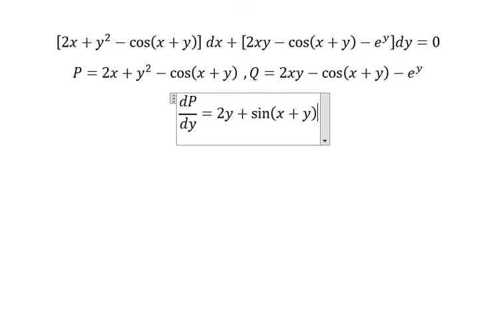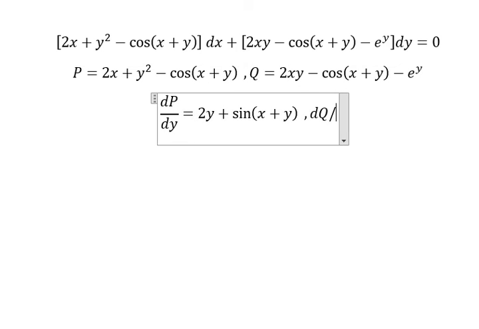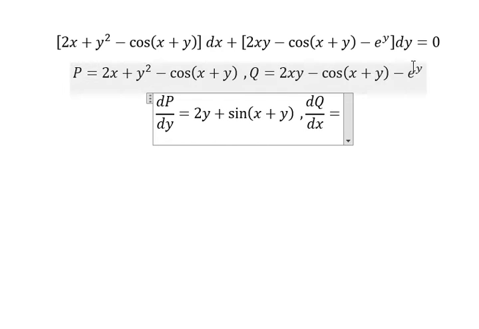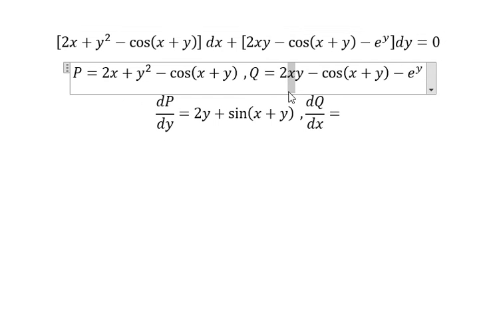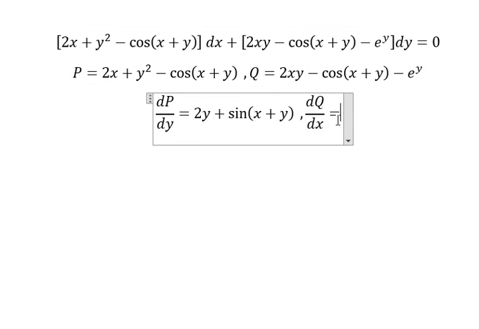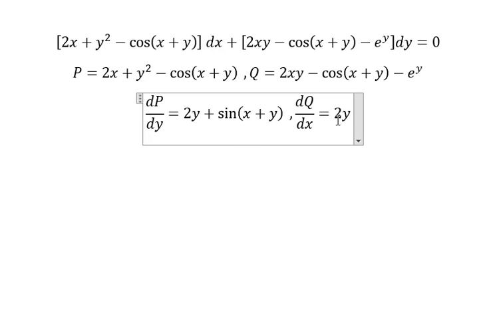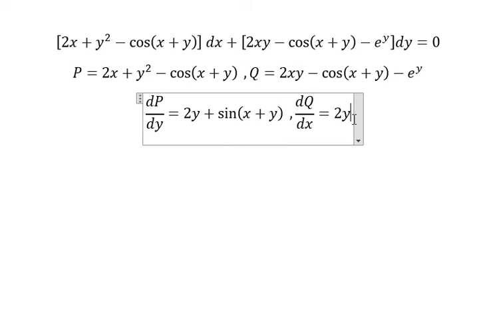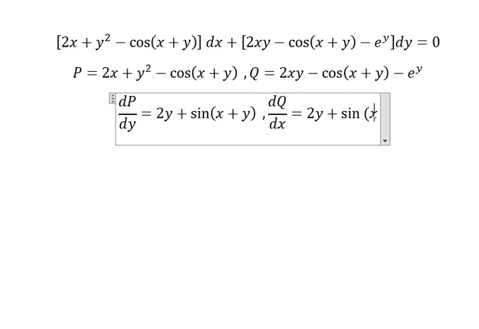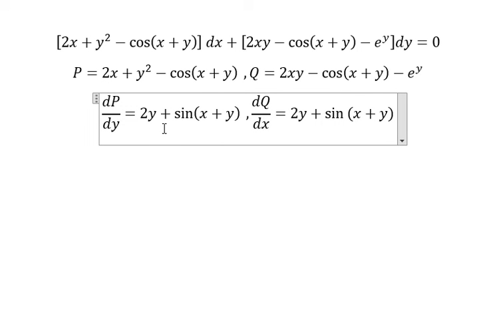Now we have the Q over the x because we have the y in here. The derivative of x, you get 1, so we have 2y. The derivative of this one, we have negative sine xy, so negative with negative, you get positive. We see that this one is equal, so that is exact.